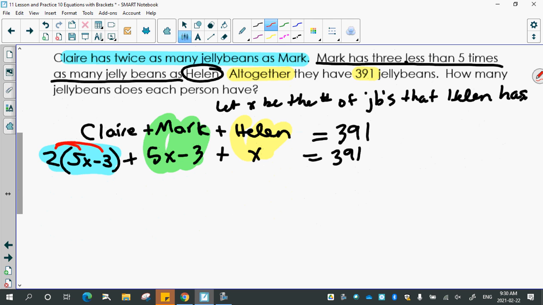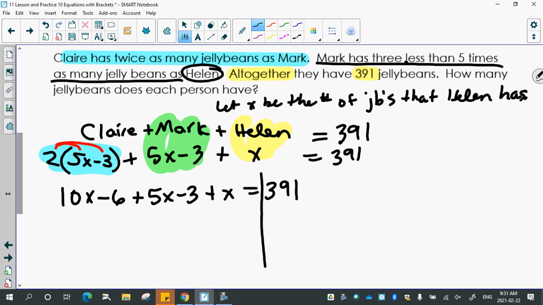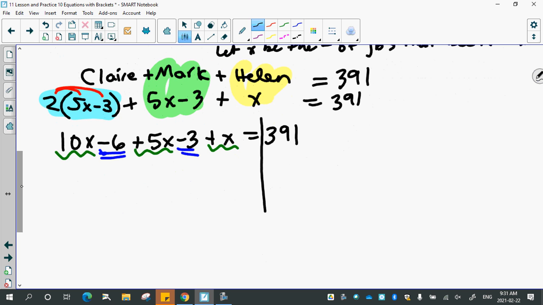And my first time through, I'm going to distribute those brackets. So I would get 10x minus 6 plus 5x minus 3 plus x equals 391. And this is one of those equations where I've got a whole bunch on one side and only one thing on the other. So I can check for like terms. And make this side much simpler. 10x plus 5x is 15x plus another one is 16x's minus 9 equals 391.